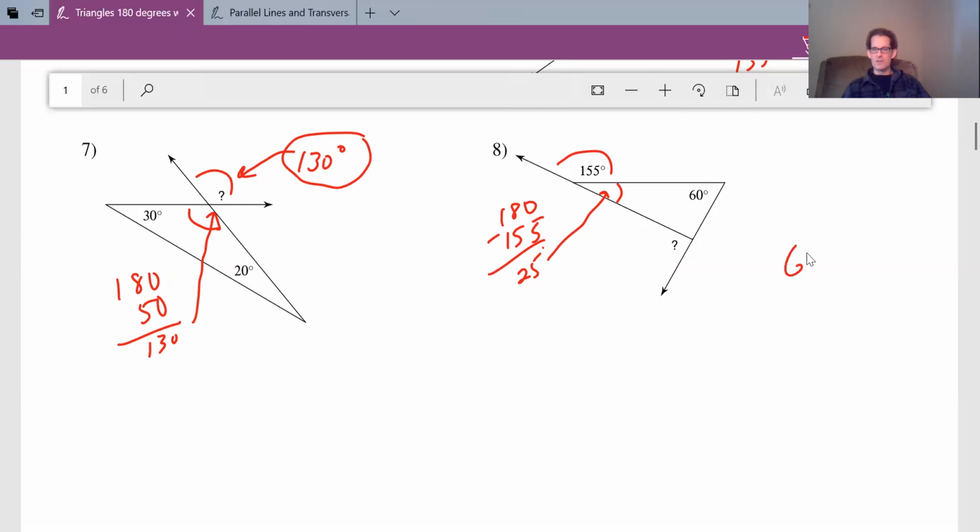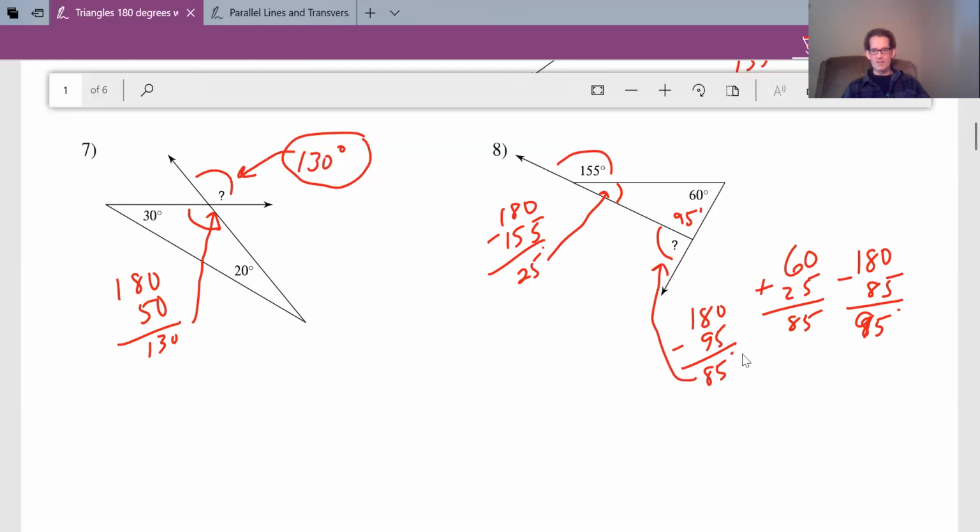So let me do that over here. I have 60 plus 25 is 85. If I subtract that from 180, I'm going to get, I'm sorry, 95. And that's going to be my angle right here. This is 95 in here. But I'm trying to solve this one. So I have to subtract again. So I'm going to have 180 minus 95, and then I'm back to my 85. And 85 is going to be the angle that's on the outside that I want right here. That's my final answer, 85 right there.